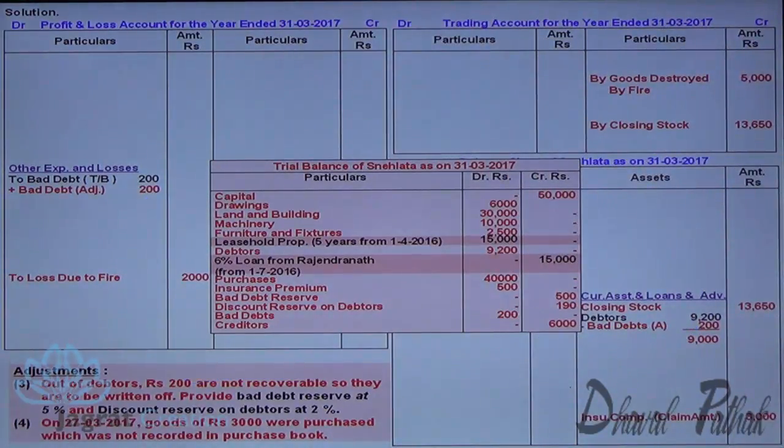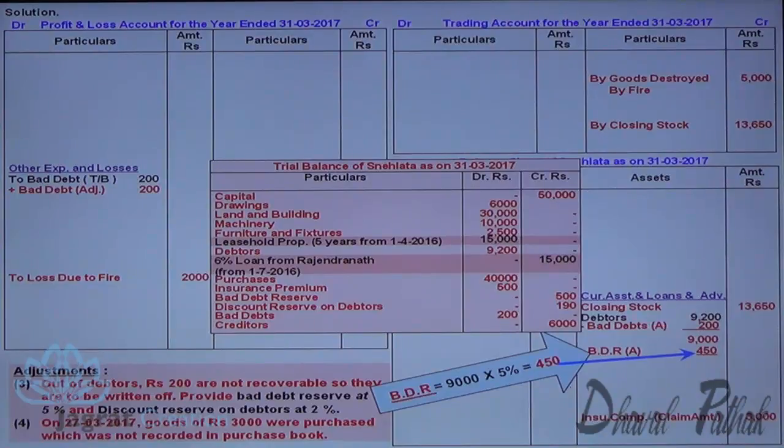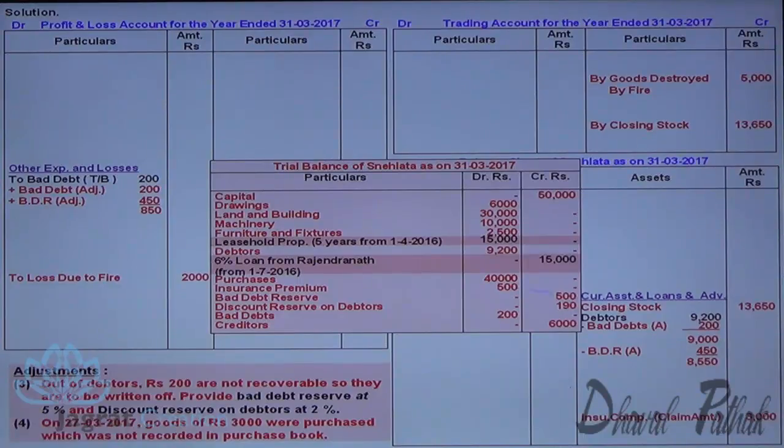Now, at the end of the year, the debtors' balance is 9,000, on which you require a provision at the rate of 5%. So, 450 is the bad debt reserve required at the end of the accounting period. This provision has to be made out of profit, so it is debited to profit and loss account, but I write it in the inner column because there is a reserve for such type of losses, 500, in the trial balance itself.